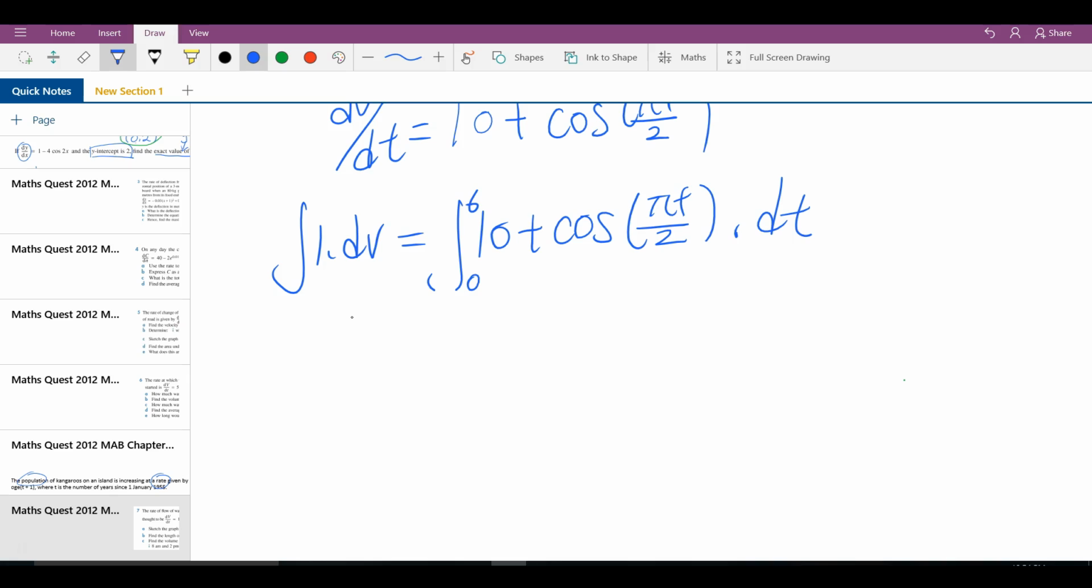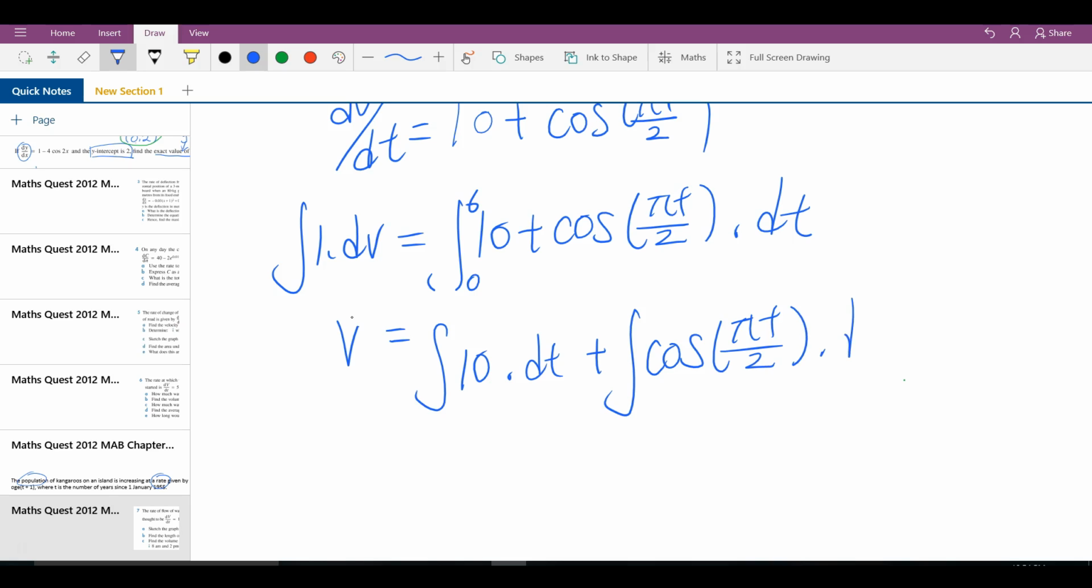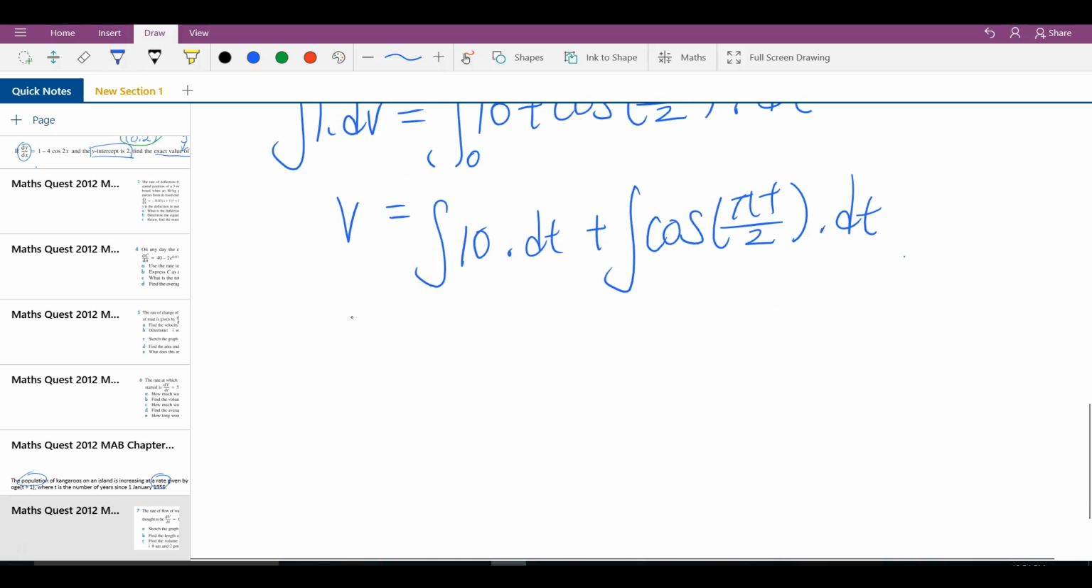Let's see. Integrate that. We don't have to do that again. That would just give us v is equal to, let's break this into two parts. So we got that. Now let's worry about the sine at the end: dt plus cos pi t over 2 dt. Let's do the easy one first. Now that is just easy.